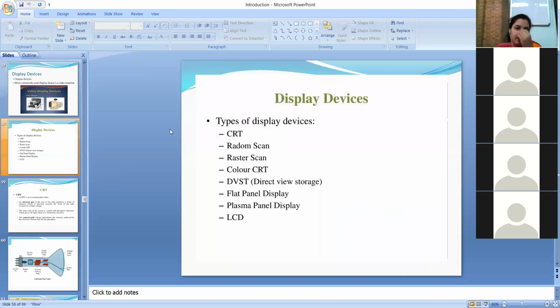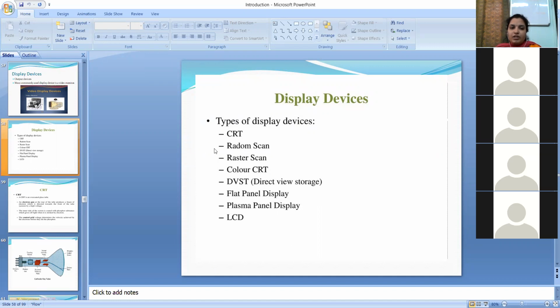Okay, so the display devices are of the following types. First is CRT, that is cathode ray tube. Then random scan and raster scan display. Then the color CRT. Then we have DVST, that is direct view storage tube. Then flat panel display, plasma panel display, and LCD. So these are the different display devices. Out of that, we have CRT, color CRT, random and raster scan display in our syllabus.